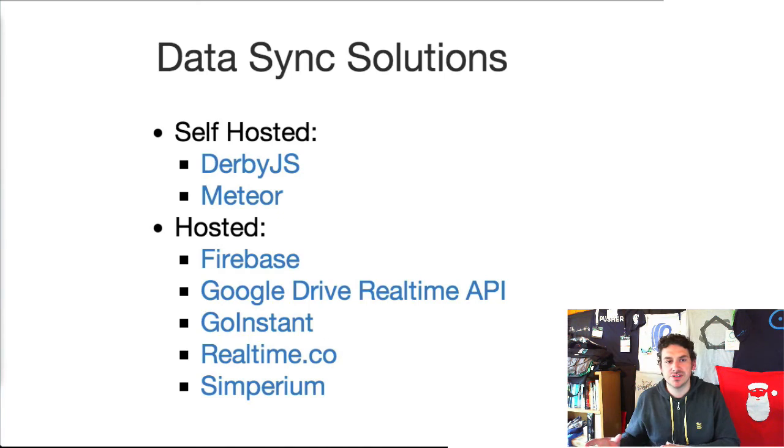In terms of hosted solutions and things that might fit with other technologies, there's Firebase, who were given a mention there, and I'm wearing a top. I'm not affiliated to them in any way. There's also the Google Drive Real-Time API, which is used to power the Google Docs experiences, GoInstant, Realtime.co, and Simperium, who were acquired about a year ago by a company called Automattic, who are behind WordPress. And interestingly enough, WordPress also acquired the company that the guy that built Socket.io was CTO of. So they now have Socket.io, not directly, but they sponsor it, and Simperium.